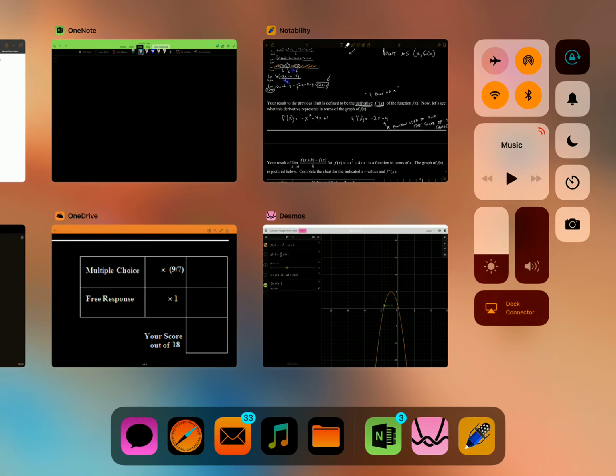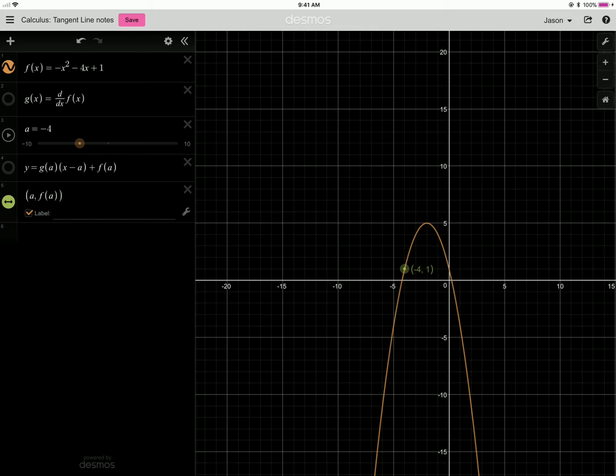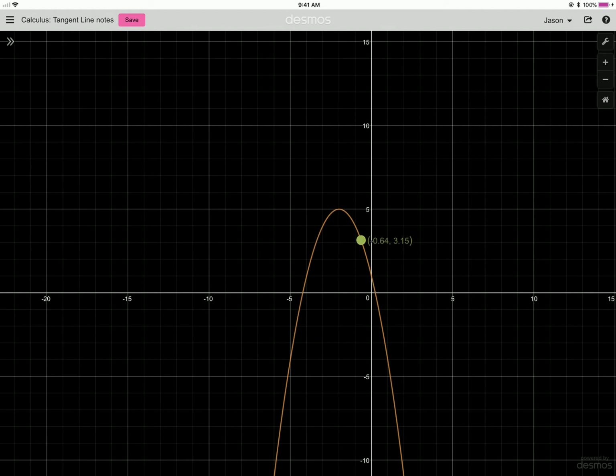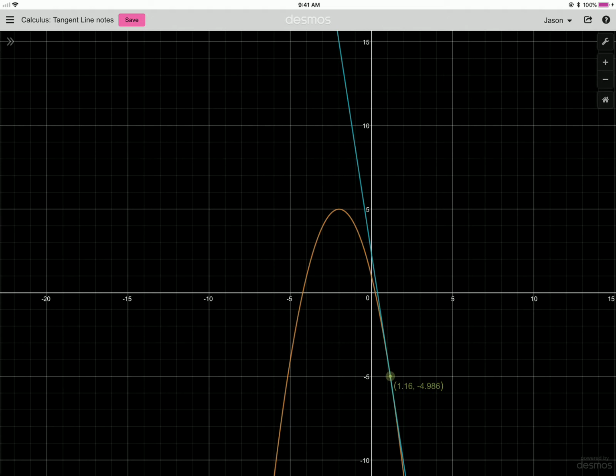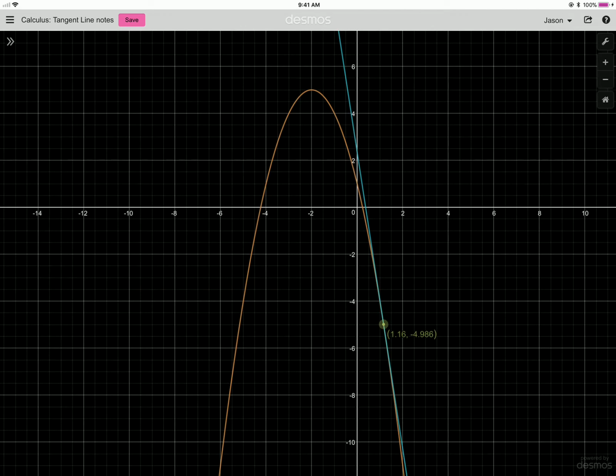So I have a Desmos made here for our function. You can see that here's our function and here's some points on the graph, okay? This is that function that we're dealing with now. I put it in as the negative x squared minus 4x plus 1. I have the tangent line graphed here. So you can see that here's a tangent line at that point, at the x value 1.16.